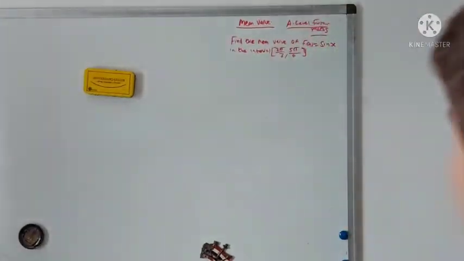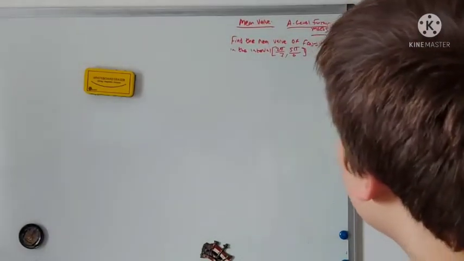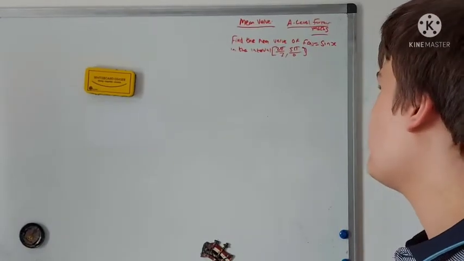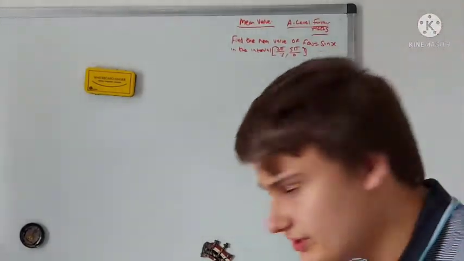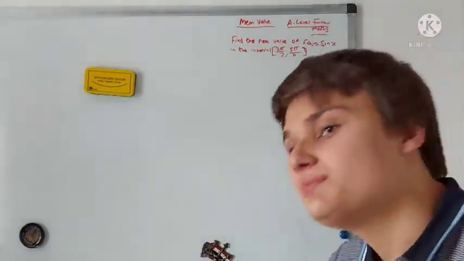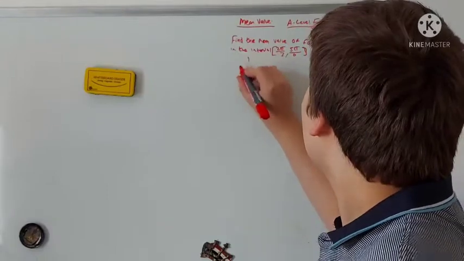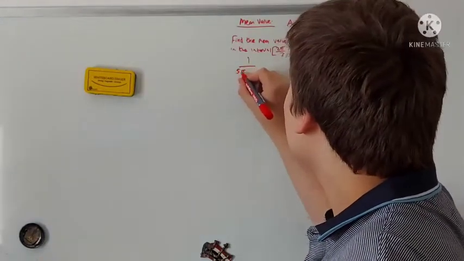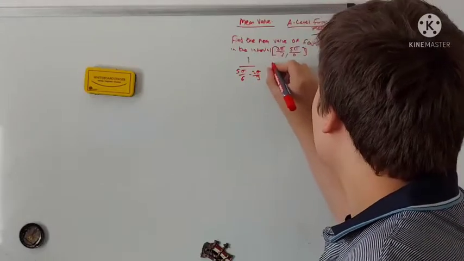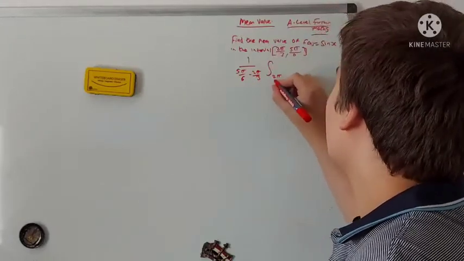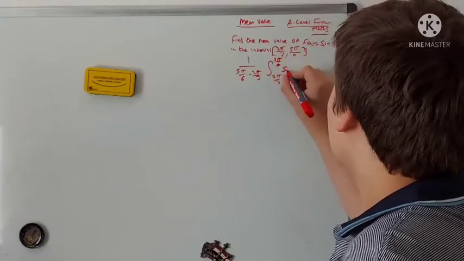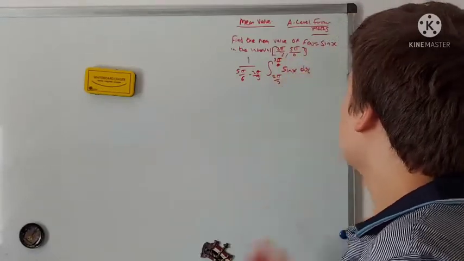Okay, so in this part of the video, we're going to be looking at the mean value of f of x equals sine x in the interval 2 pi over 3 to 5 pi over 6. Okay? Remember, these are in radians, so make sure you've done radians before you move on to this part of the section. Okay? I've got 1 over b minus a, which is 5 pi over 6, take away 2 pi over 3, times the integral between 2 pi over 3 and 5 pi over 6 of sine x dx.